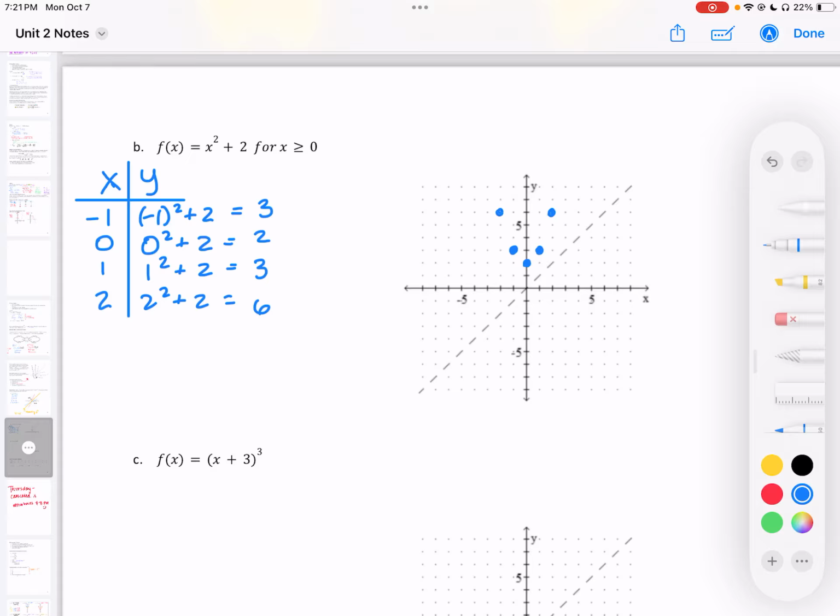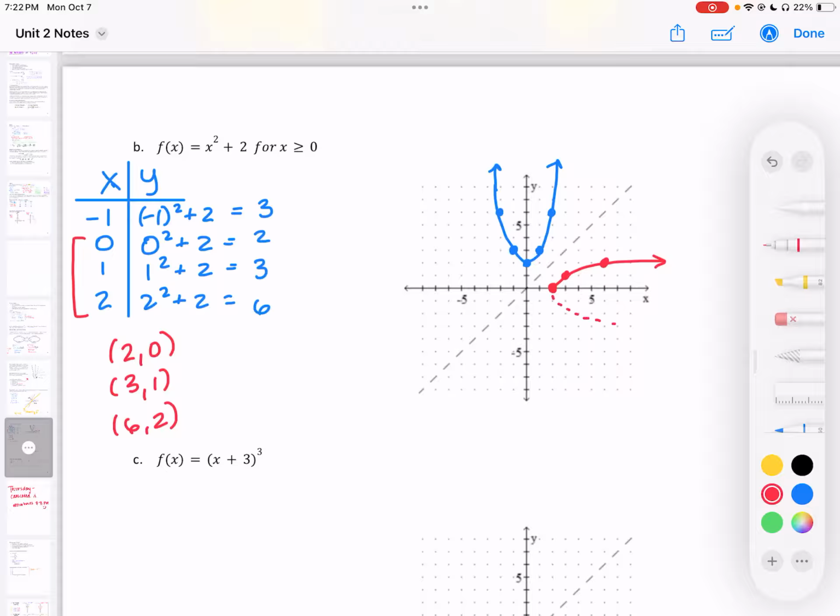I know it'll mirror on the other side. All right. So now for the inverse one, I'm really only going to work with those positive values. And I'll go ahead and plot those in reverse. So 2, 0, oops, yeah, 3, 1, and 6, 2. Okay. There is my inverse function, keeping in mind the dashed one theoretically does no longer exist. So here is the inverse, and here is the original.